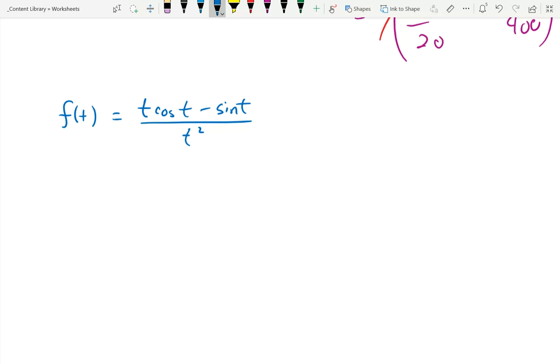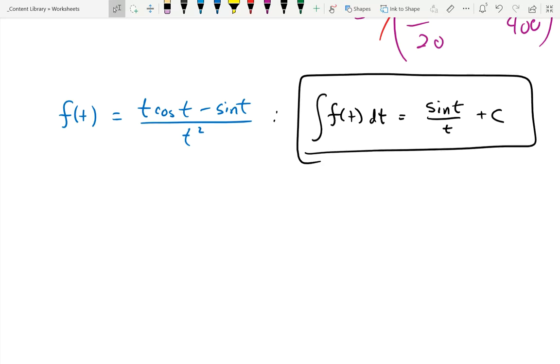And you're probably wondering, why did he choose this crazy thing to begin with? Well, here's why I chose it. If you put the integral of f of t dt into Wolfram Alpha, it tells us it is sine of t over t plus constant. Notice there's no limit, so that's why there's a plus c.